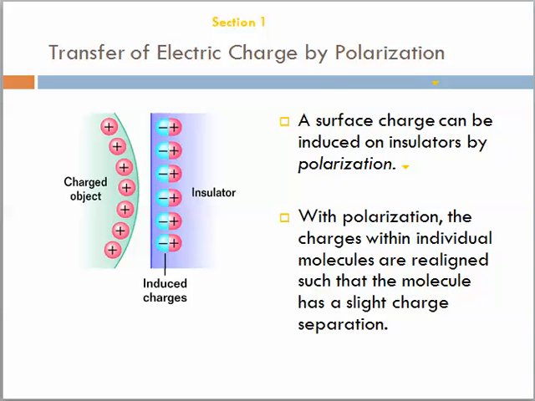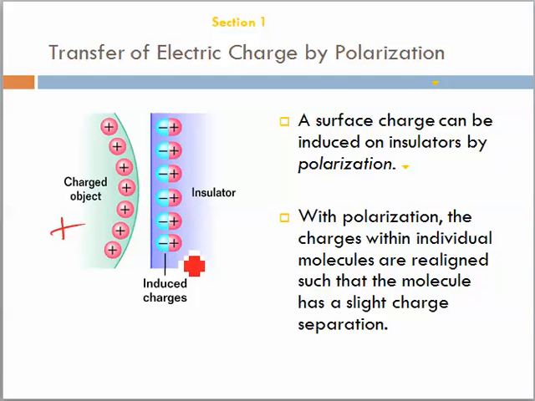We can also, then the third one is by polarization. All right, a surface charge can be induced on insulators by polarization. With polarization, the charges within the individual molecule are realigned such that the molecule has a slight charge separation. Notice over here on the left, we've brought this positively charged object.